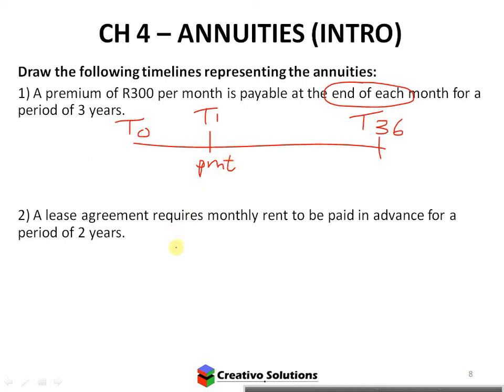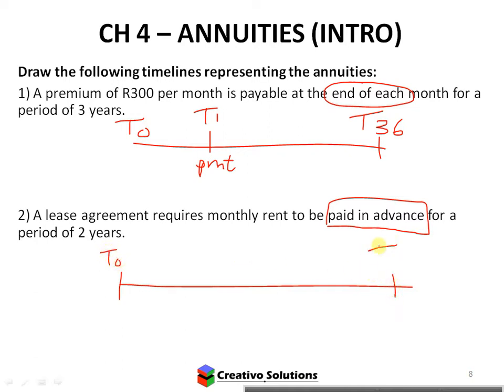What is this one? Annuity due. Good. And the key word? In advance. Yes, paid in advance. So if you're paying the rent in advance, you're paying that at the beginning of the month, not the end. If I had to draw the timeline, T0 to T what? 24. Correct, because again, this is monthly. And you would show the first payment at time 0. That's important to note.